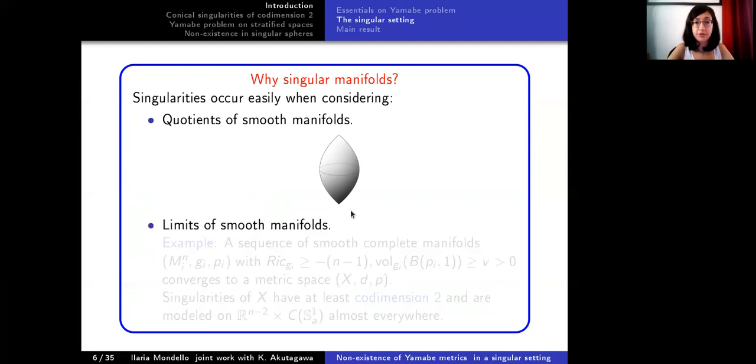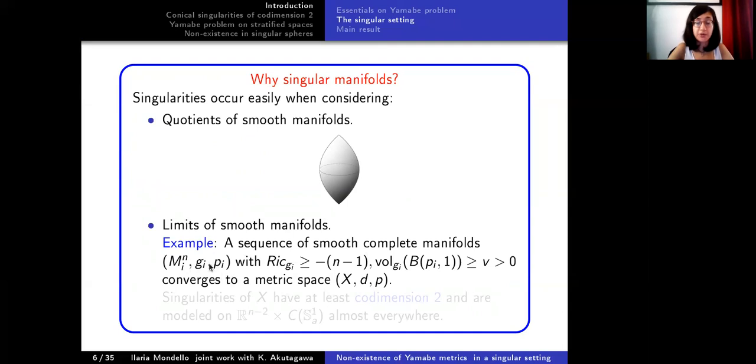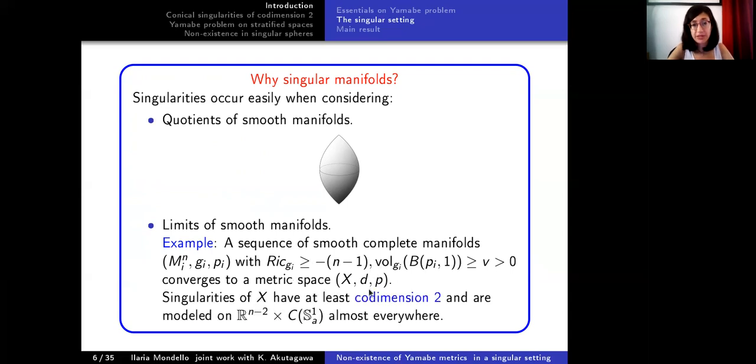Moreover, when you study Gromov-Hausdorff limits of smooth manifolds, whenever the limit exists, it is not necessarily a smooth manifold, but it is a metric space which carries singularities. In particular, if you consider a sequence of smooth manifolds with a uniform lower bound on Ricci and a non-collapsing assumption, it is known that, up to a subsequence, you have convergence to a metric space, and moreover, this metric space has singularities of at least codimension 2 almost everywhere, and the singularities are modeled on codimension 2 conical singularities. This means they are modeled on the product of a Euclidean space of dimension n-2 and a two-dimensional cone.